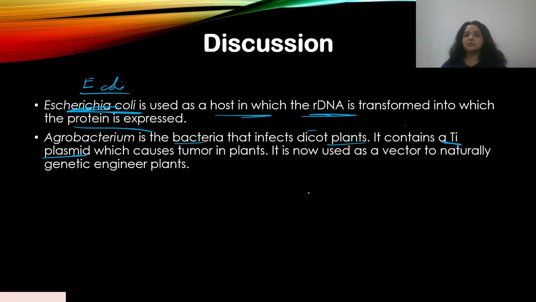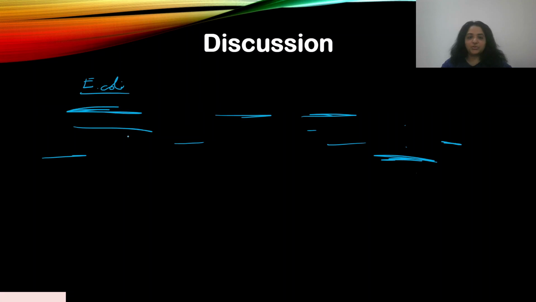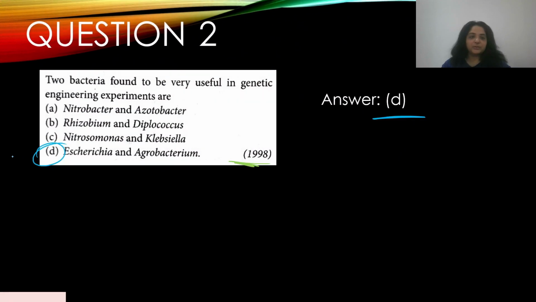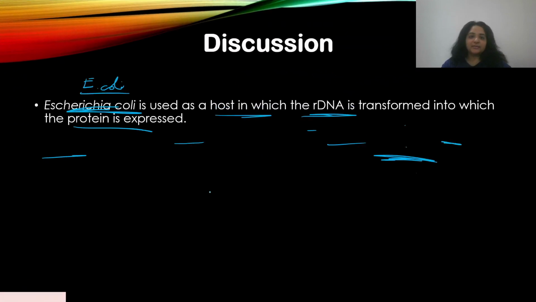So we remove the tumor inducing DNA and put in our desired gene into it and then put it into the plant so that it can express that particular protein in that. Okay, so it is now used as a vector to naturally genetically engineer plants. All right, so yeah, according to the options that are given below, it's D. Okay, let's move on then.